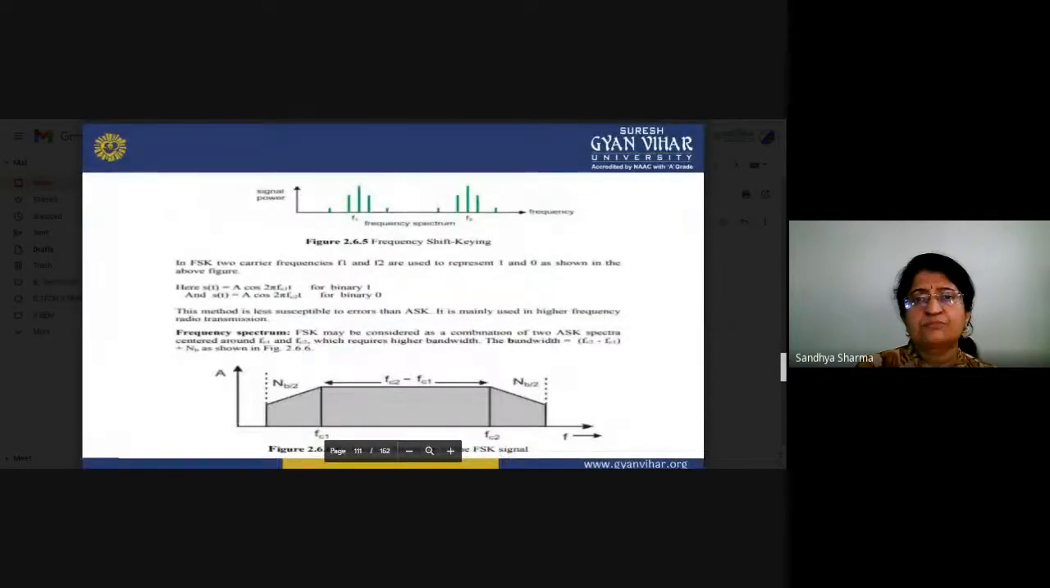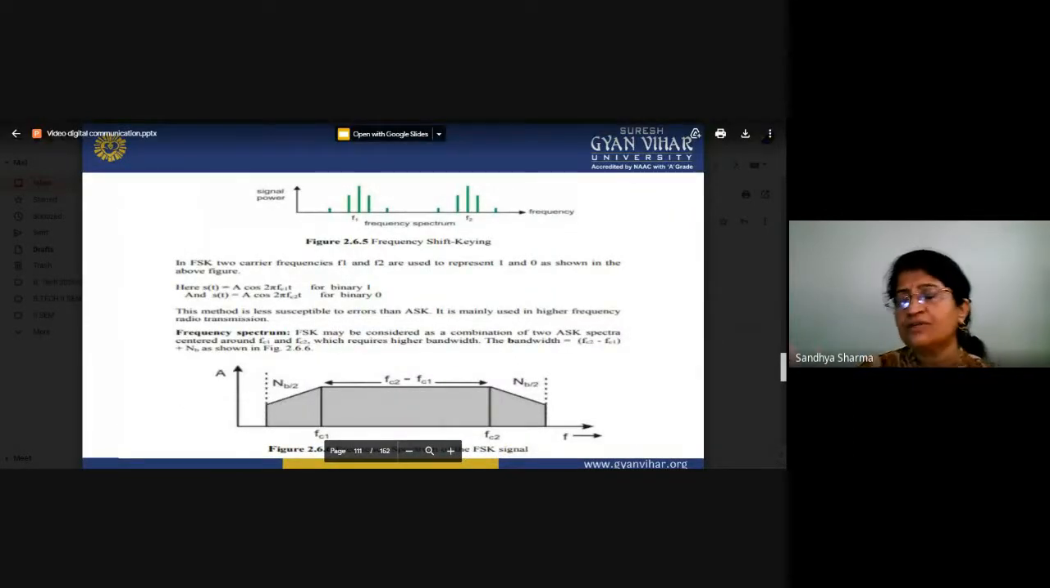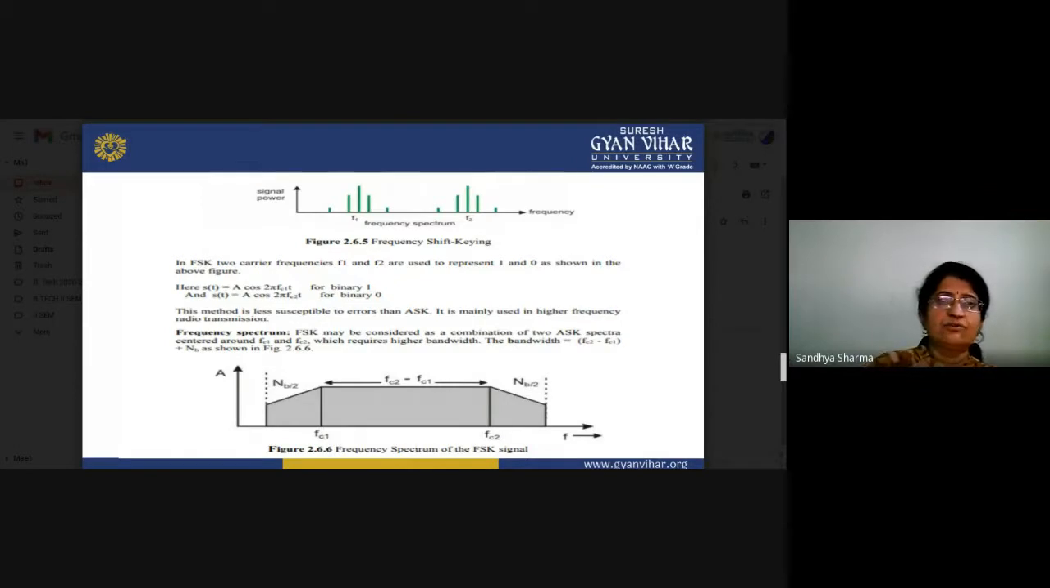This is a spectrum. If we are working on the spectrum, there are two carrier frequencies we are using for transmission of our FSK signals, here F1 and F2. And what type of frequency components are we achieving? F1 plus FC and F1 minus FC. Then F2 plus FC and F2 minus FC.